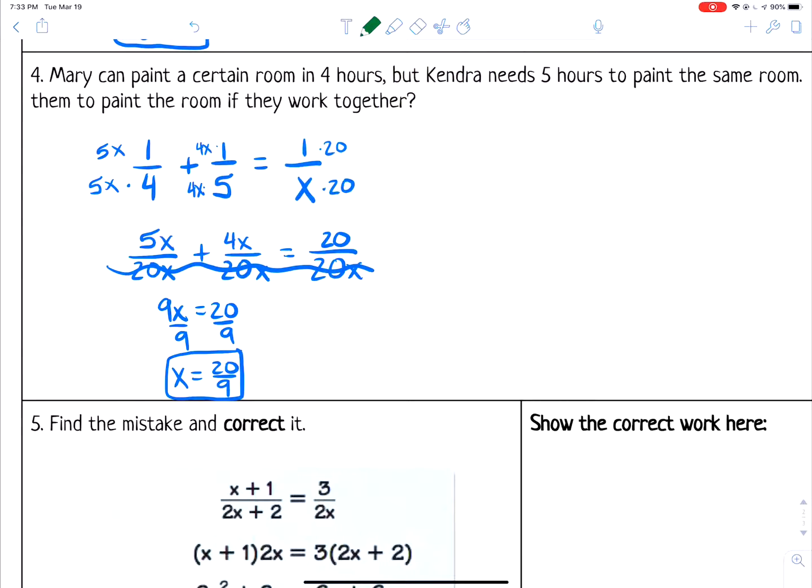The other way you could do it is if you do 1/4 plus 1/5 equals 1 over x. And you put these two together first and then cross multiply would be the other way to go about it. So you still need a common denominator to put those two together. So I would end up with 4 over 20. If I multiply by 5, I end up with 5 over 20.